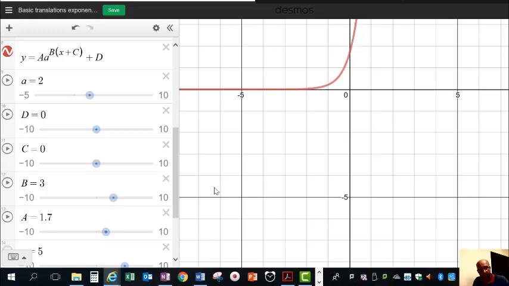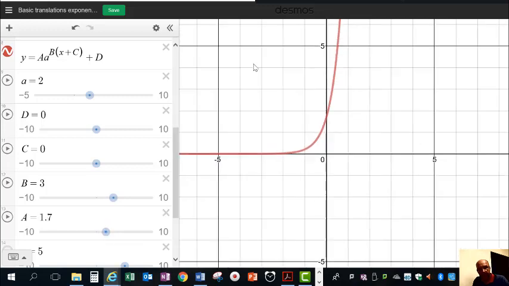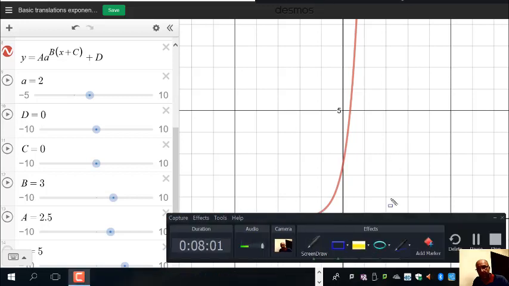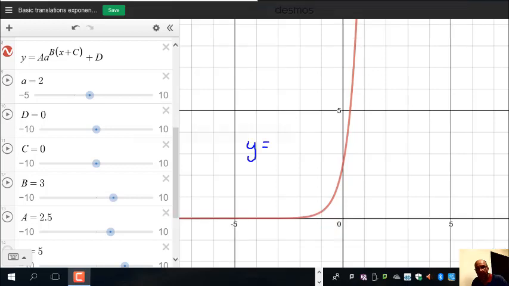So if we look at setting it at, say, 2.5, that would then be the graph of y equals 2.5 times 2 to the x.